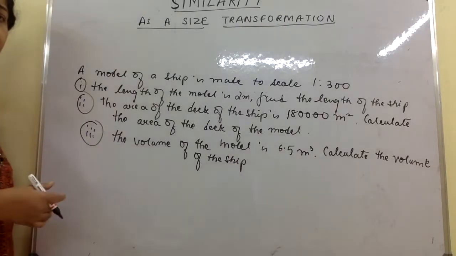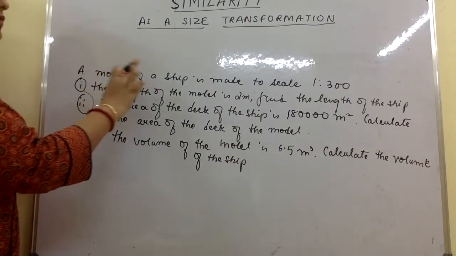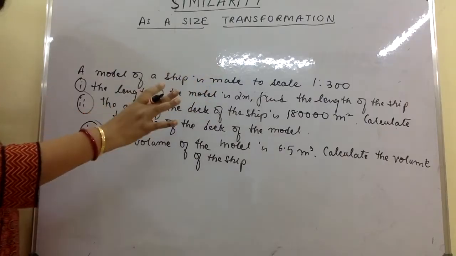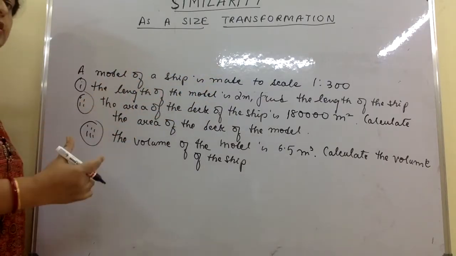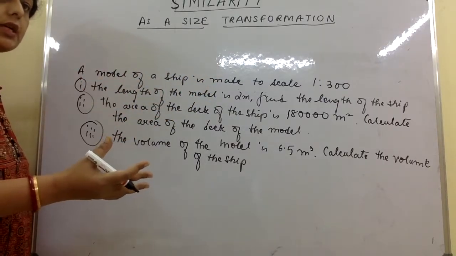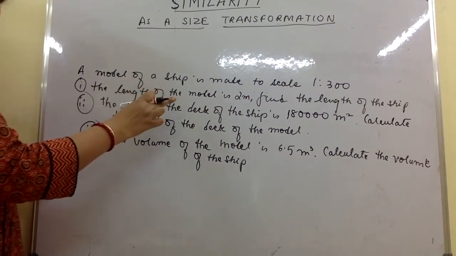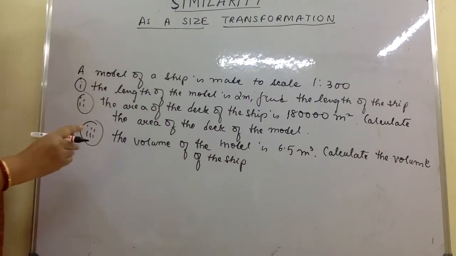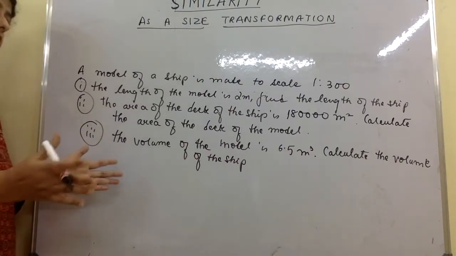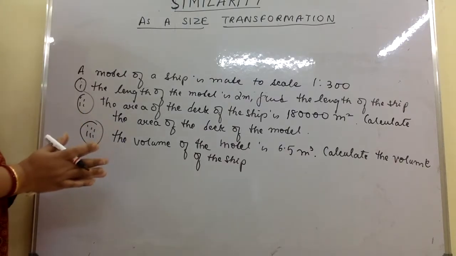As I said, very important question. This is the model of a ship made to the scale 1:300. It means the model is 1, then the ship is 300 times that. The length of the model is 2 meters. Now the ship can have a length, an area, and also a volume.